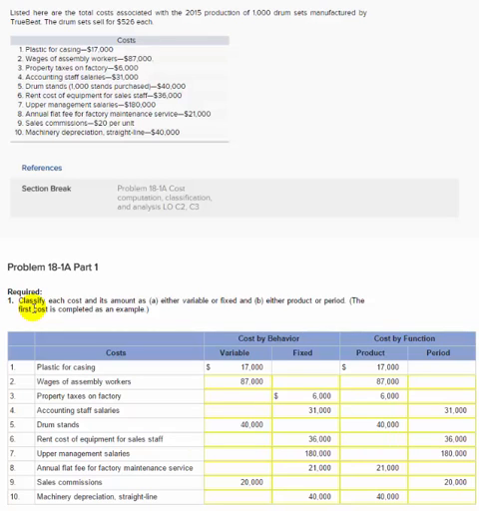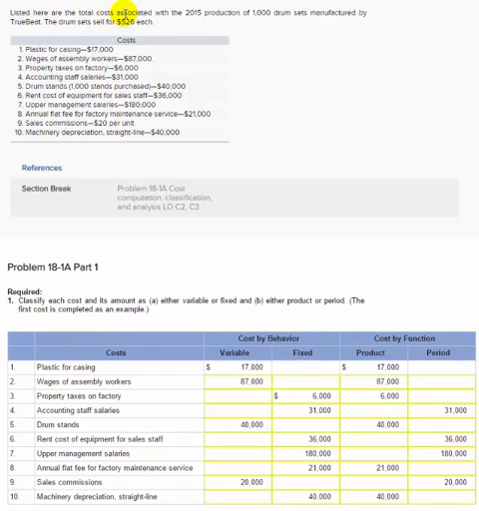In this problem, we're supposed to classify each cost and its amount as either a variable or fixed, and also as either a product or a period cost. And the first cost is completed as an example. So I think they gave us plastic for casing.